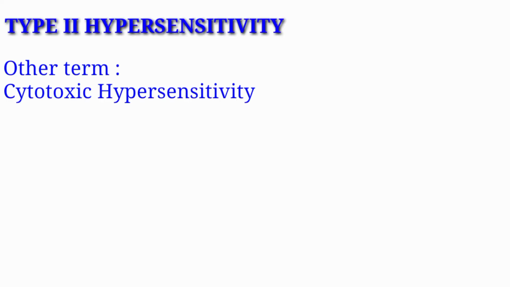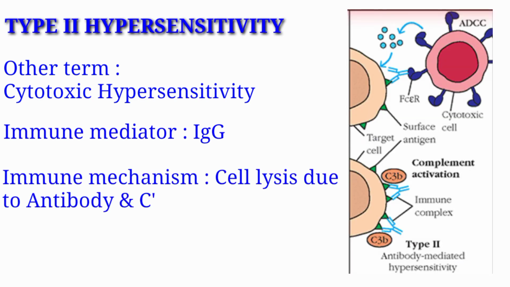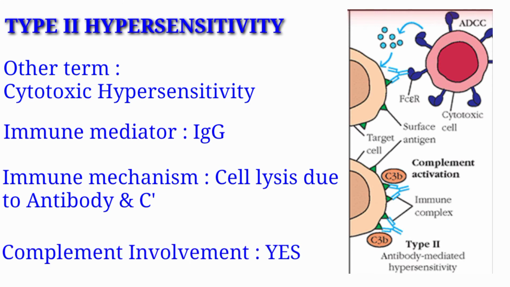Next, guys, is type 2 hypersensitivity. The other term is cytotoxic hypersensitivity. Its immune mediator is IgG. The immune mechanism is cell lysis due to antibody and complement. So this type 2 hypersensitivity is involved in complement.